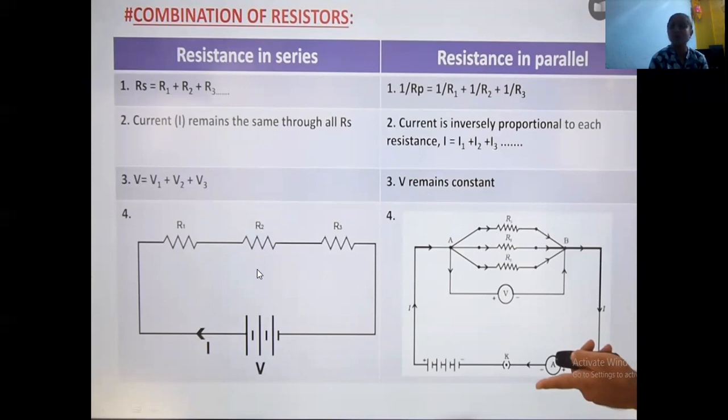We can draw a circuit diagram for series in this way, and in parallel we can draw in this way. So you can write these differences if they will ask you questions in exam. Find out the difference between the series and parallel. So you have to write this. Okay, children. So for today's class, we'll stop with this, and in the next class, we will continue with the heating effect of electric current.